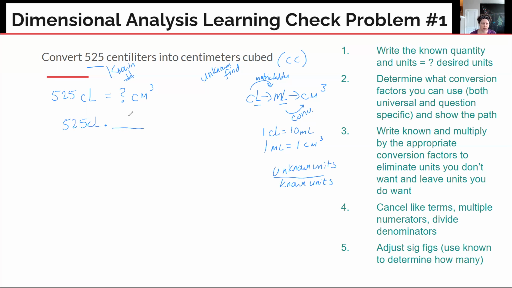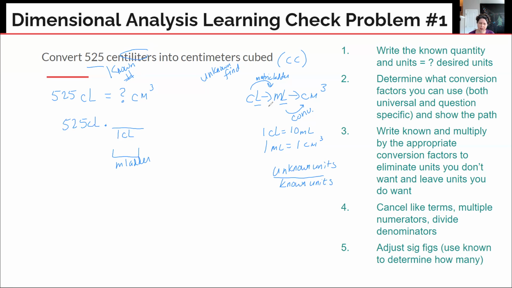Okay, so for my first conversion, this is the metric ladder conversion. I need my known on the bottom. Okay, what do I know here? Do I know centiliters or milliliters? I know centiliters. So that is going to be my known. Known goes on the bottom. 1 centiliter goes on the bottom.